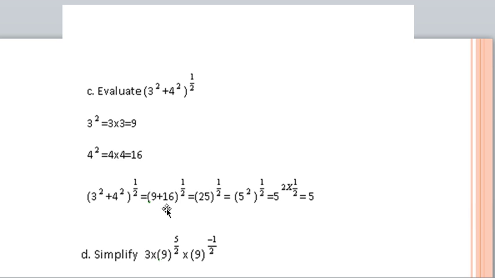So it's 9 plus 16 whole to the power half, that's 25 to the power half. That is 5 squared to the power of half. Again applying the power law, it's 5 to the power of 2 into 1 by 2, that is 5.